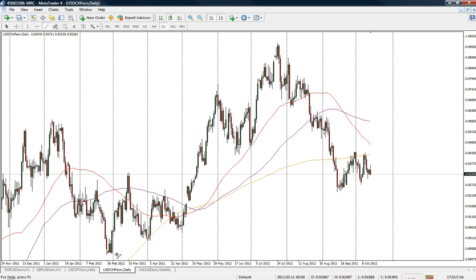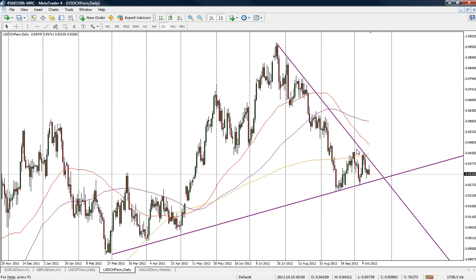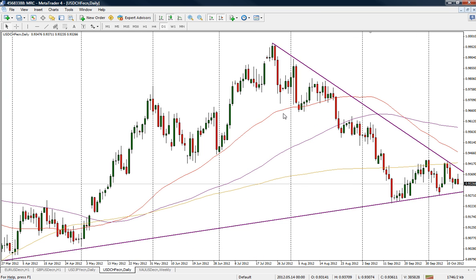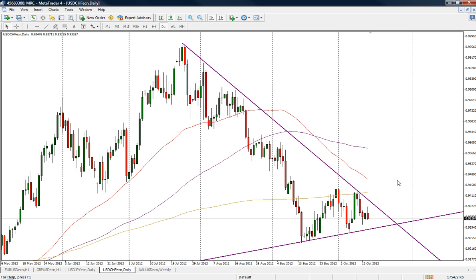In terms of the daily, trendline support is still in play, and also trendline resistance there. So another triangular formation there. And in terms of the daily, it's all about if we get a clear break below or above, look for a daily candlestick close above or below there. You can see the 200-day moving average is capping it.